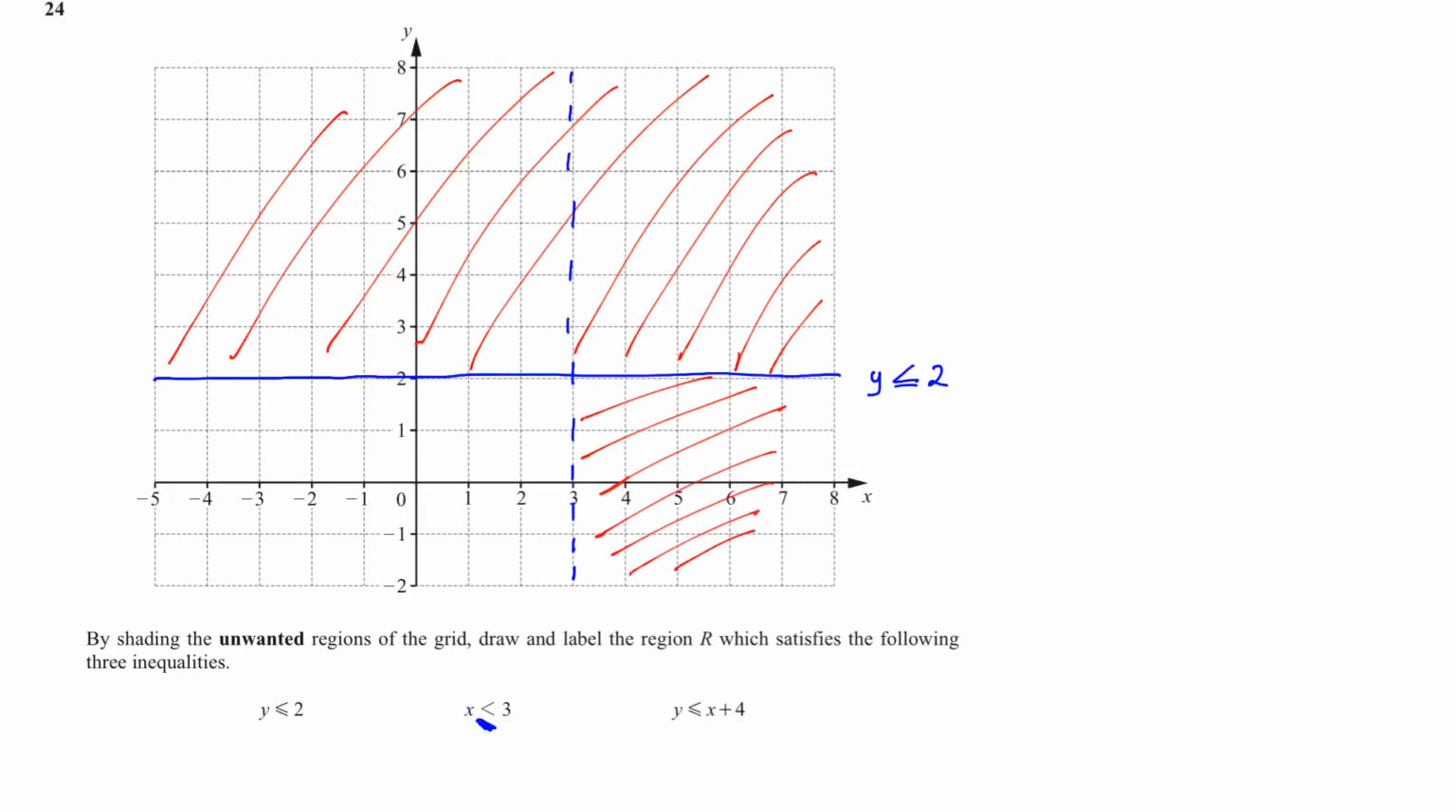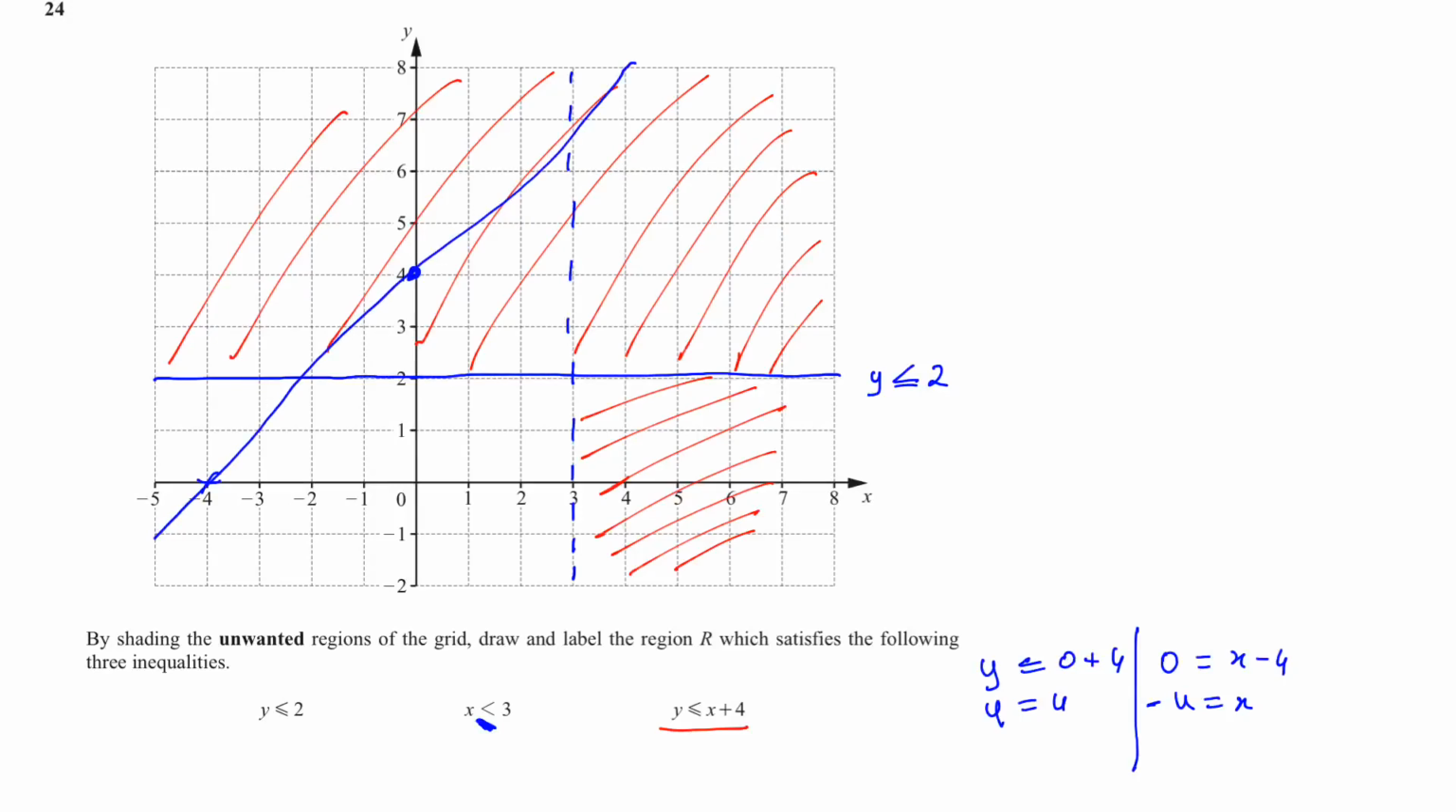Now the last one remaining is y is less than or equal to x plus 4. In place of x, let's put 0. So y is equal to 0 plus 4, y is 4. So when x is 0, y is 4. That is this point here. And then in place of y, put 0. And when y is 0, x is negative 4, which is here. So this is the line that we have to draw. This has to be less than or equal to.